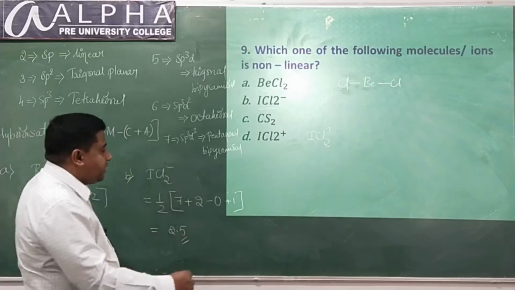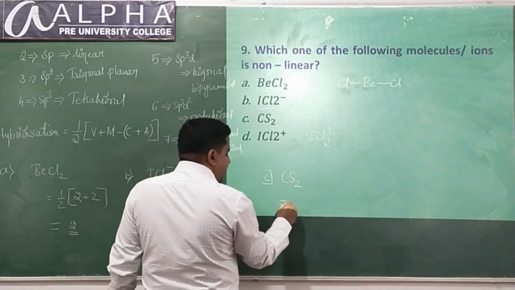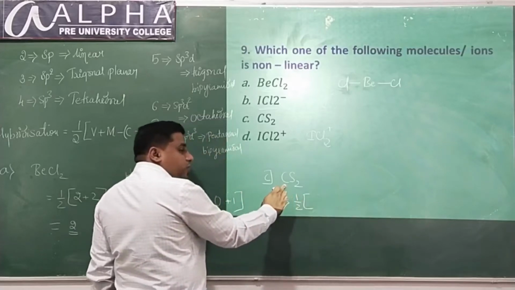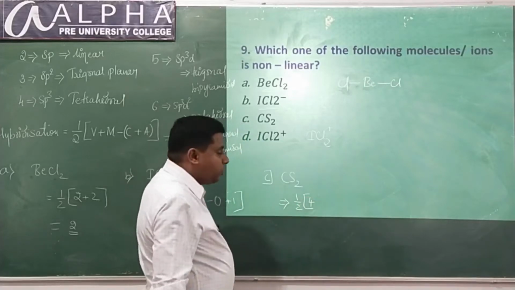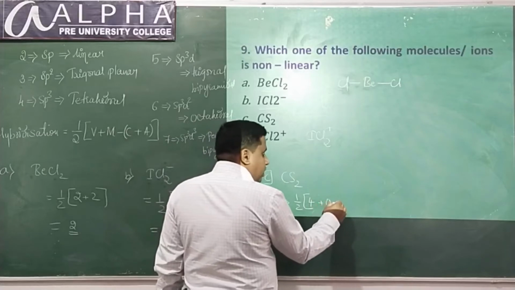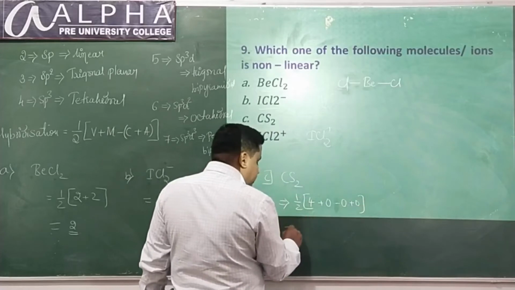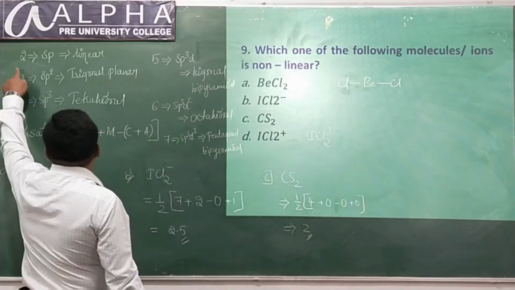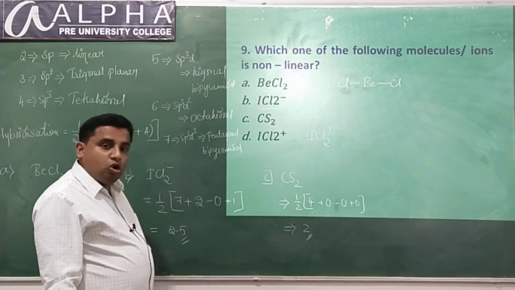Next, option C, carbon disulfide. Let us calculate the hybridization for this. Carbon is in the 14th group, so the number of valence electrons is 4, plus sulfur is not a monovalent atom, so 0. Total positive charge 0, total negative charge 0. Half of 4 is 2. Yes, we are getting 2. 2 means again what type of hybridization? sp hybridization. That means carbon disulfide is also linear.